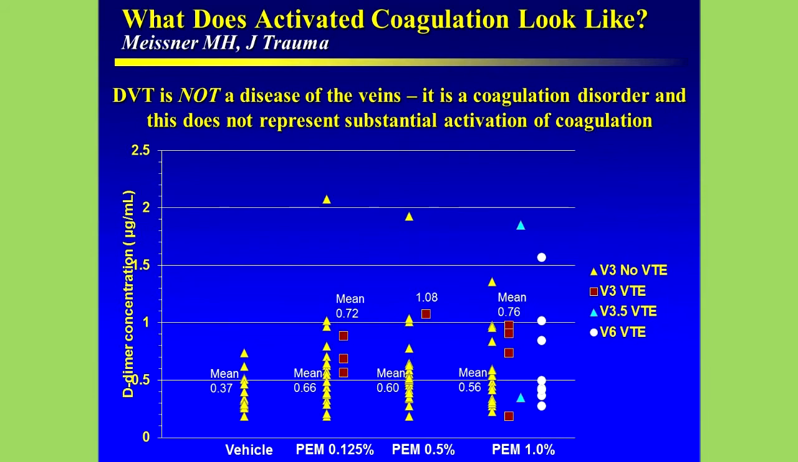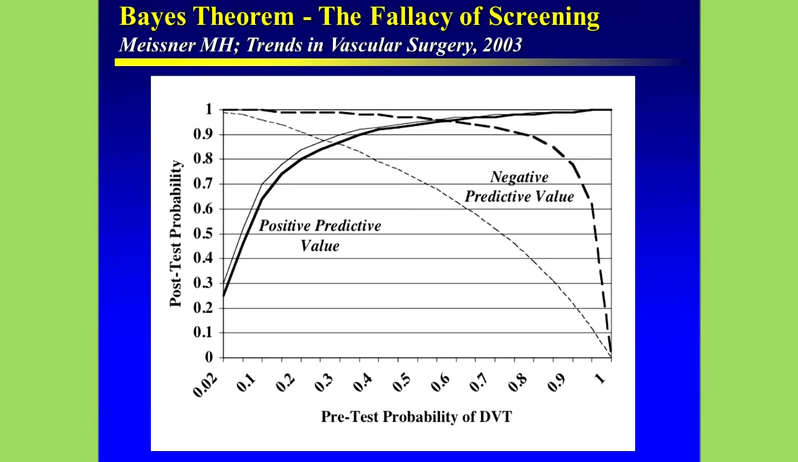And I think it goes back to the fact that deep venous thrombosis is not really a disease of the veins. It's a coagulation disorder that's localized in areas of stasis, particularly in the leg veins. And what we saw in the Varithena trial suggests that there's not activation of coagulation as we would expect in a usual deep venous thrombosis.